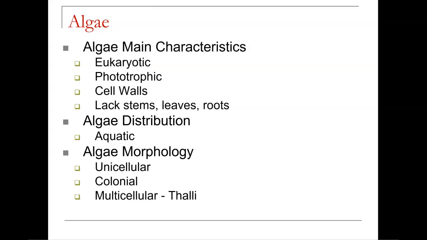Algae distribution is going to be mostly aquatic. They're going to live in photic zones where the sunlight can actually penetrate through the water, and so they can be found in freshwater, brackish water, or salt water. Algae morphology: they could exist as unicellular organisms, they can exist in colonies, or they can have multicellular bodies called thalli. The thalli are going to be composed of branched filaments or of sheets.